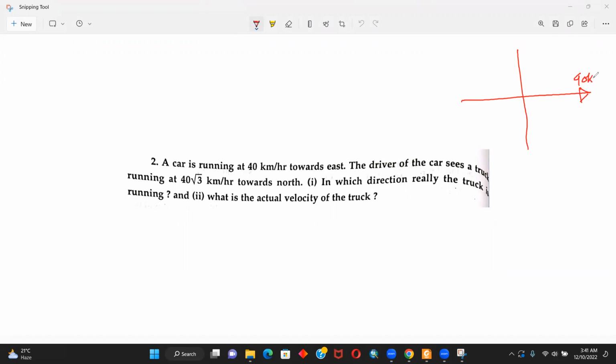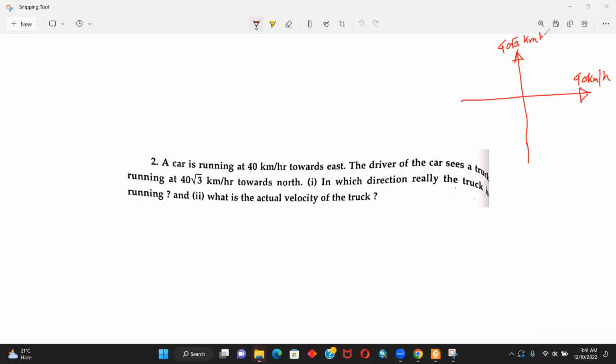So in this direction. The driver of the car sees a truck running at 40 kilometers per hour towards north. That means it goes from south to north, you could say. So in this direction, you could say as well. So this is a 40 root 3, 40 root 3 kilometers per hour. In which direction really the truck is running and what is the actual velocity of the truck?